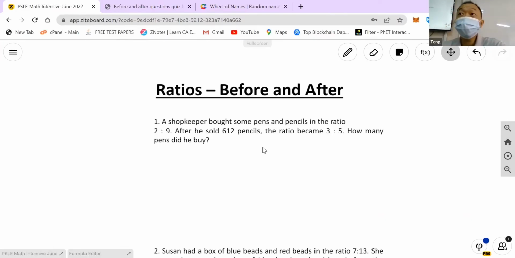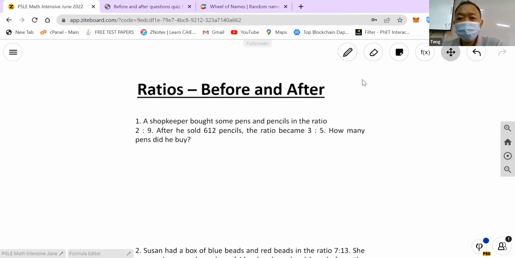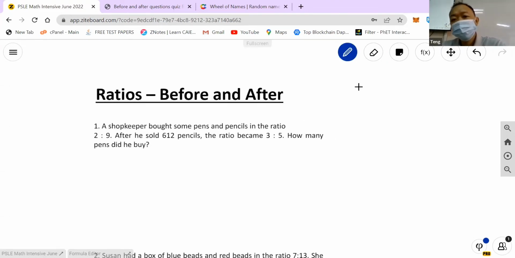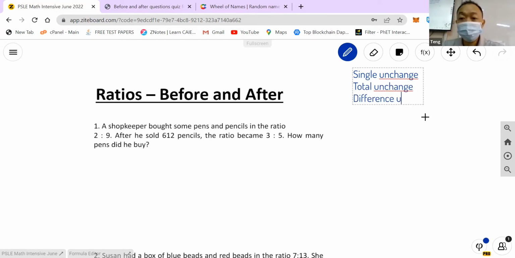Now for before and after, there are several different types. Let me just list them out here. We have single unchanged, the total unchanged, the difference unchanged, and the everything change. So the hardest is of course the everything change.